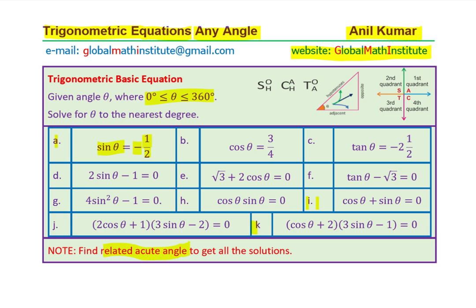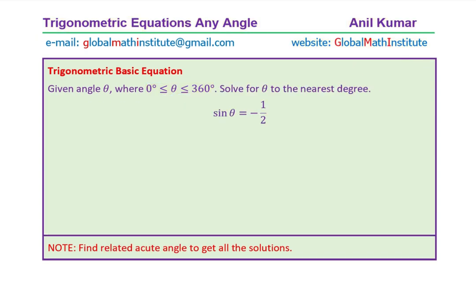So we're going to use the CAST rule, right, and the basic SOHCAHTOA to solve these 11 questions one by one. So let's begin with the very first one, which is sine theta equals minus half. So we have this equation to solve. Sine theta equals minus half. And as I said, we need to find solutions when theta is between 0 to 360 degrees.